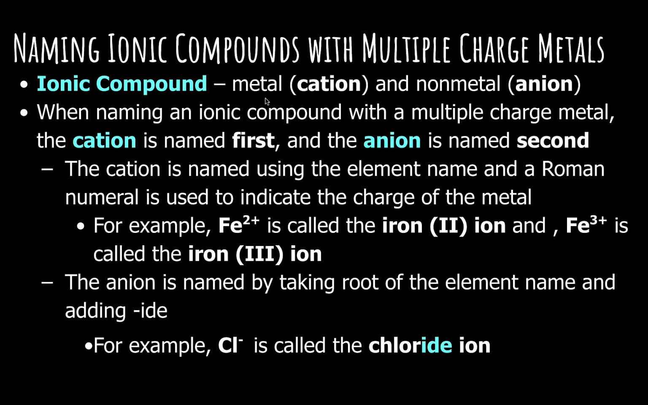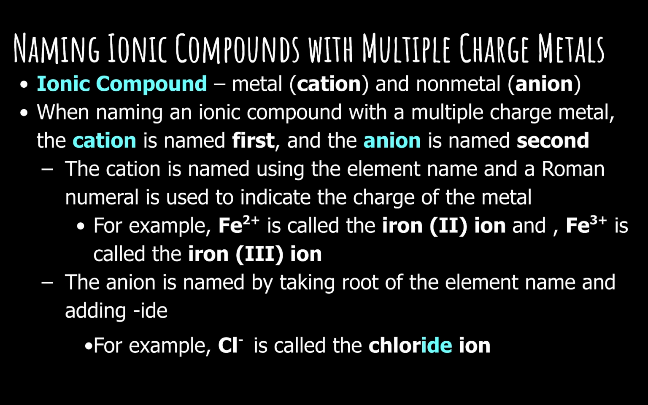When we name these compounds that have multiple charge metals, the general idea is the same as when we name compounds with single charge metals. So we're still talking first about ionic compounds, so these are still metals and nonmetals. The difference is when you're naming a compound with a multiple charge metal, you have to use a Roman numeral to specify the charge of the metal.